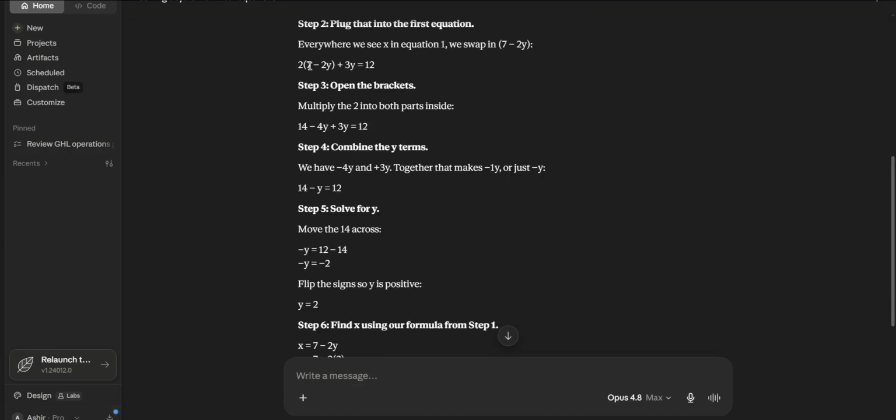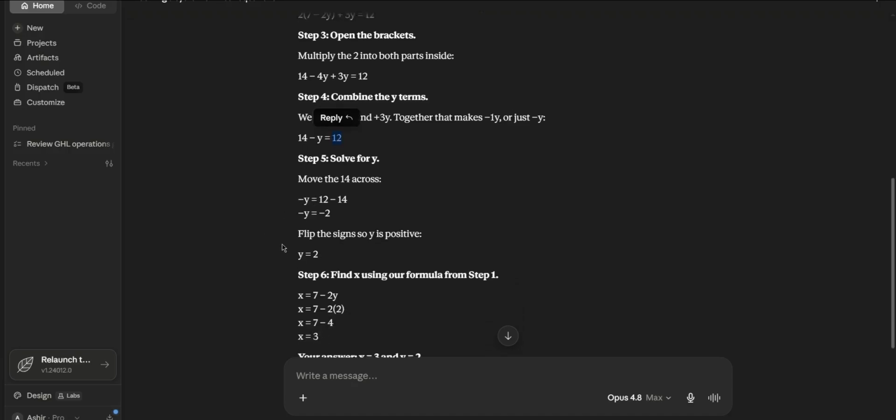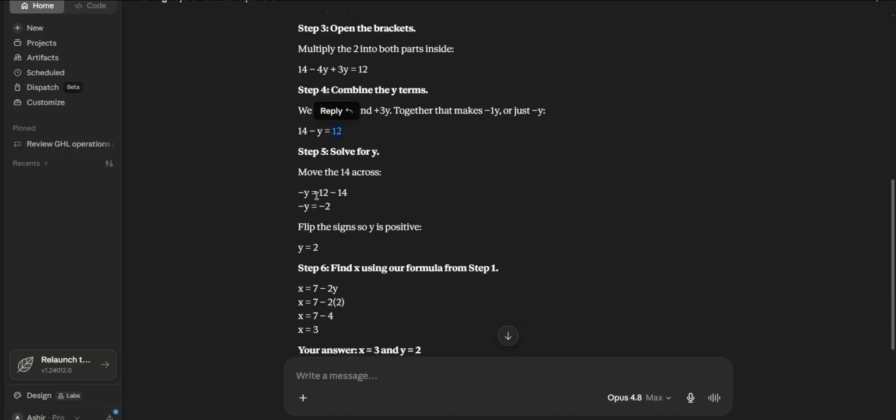2 will multiply by 7 and 2 over here, and it becomes this. Now we have 2 minus 4y plus 3y, so it becomes minus y, which is over here. Rather than moving the 14 to the right side, we're just going to move 12 to the left hand side, which is a bit easier, but Claude did it using minus y equals 12 minus 14, which is minus 2.